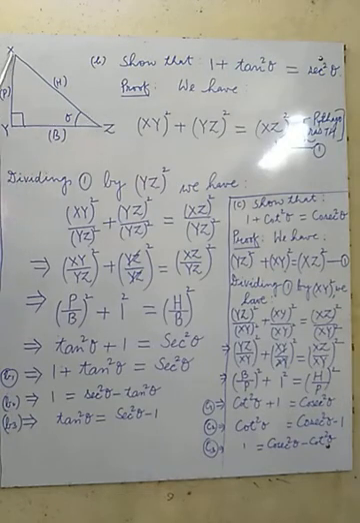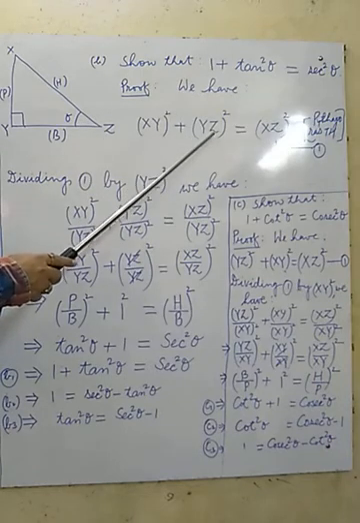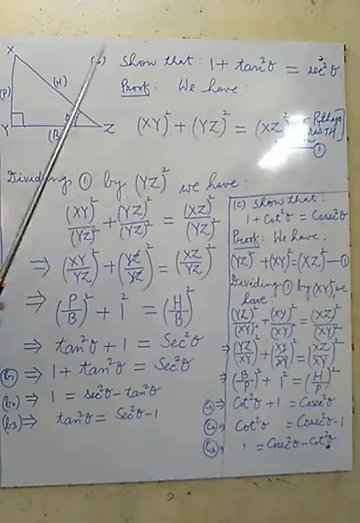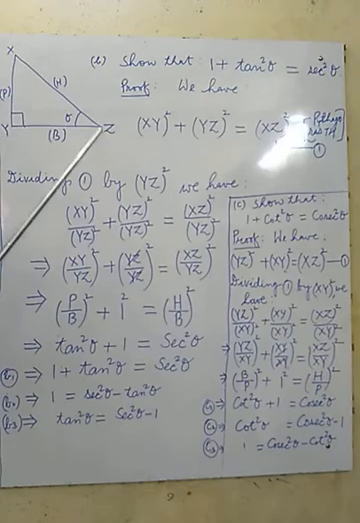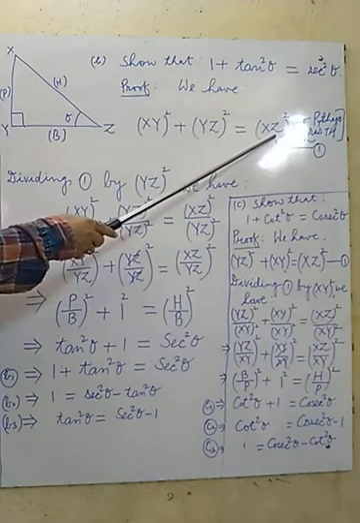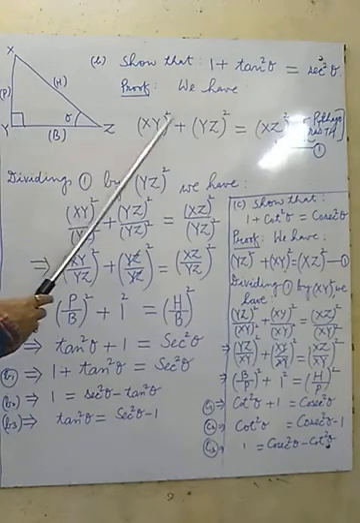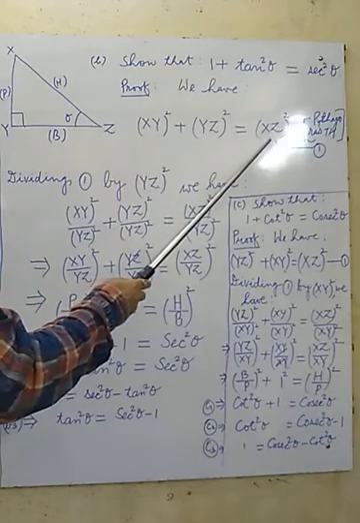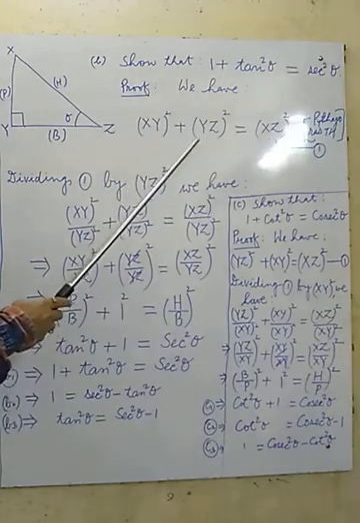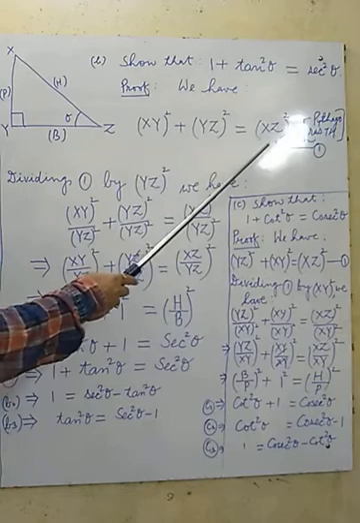So perpendicular means XY square, perpendicular square. YZ is base, YZ square means base square, equal to XZ whole square, and what is XZ? That one is hypo. So this one is A, this one is B, and this one is C. So A square plus B square equal to C square.